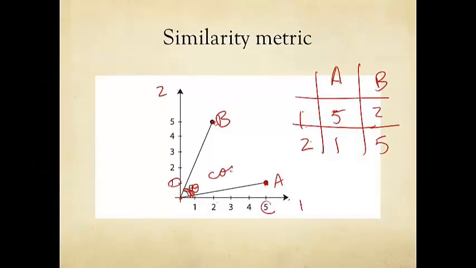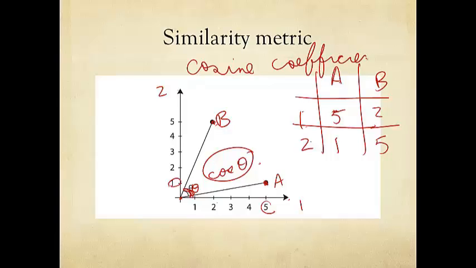If we measure the cosine of that angle, that is a particular number, and we use that number to describe how similar or dissimilar movies A and B are. This is called the cosine coefficient. It is a particular instance of a similarity metric that we'll be using here. So how do we write down the cosine coefficient here?